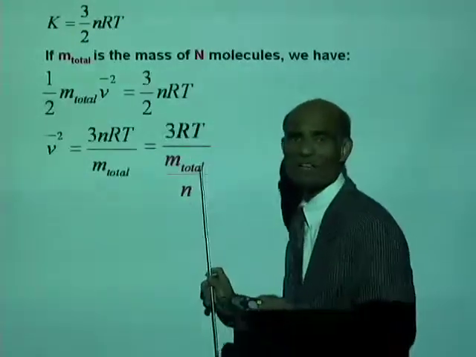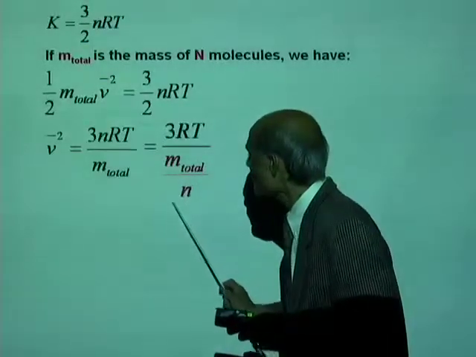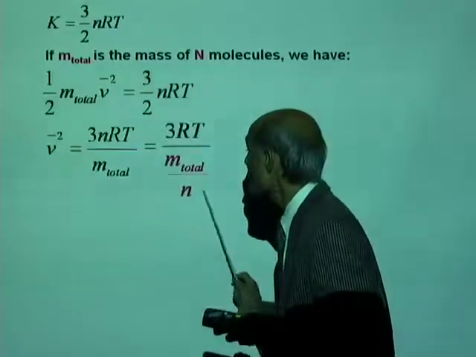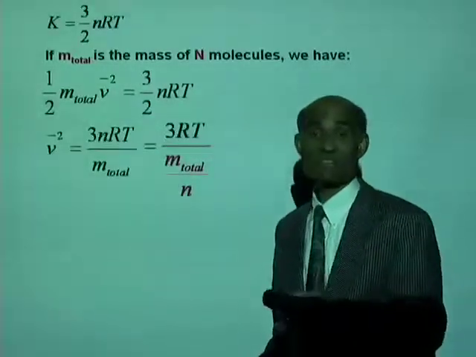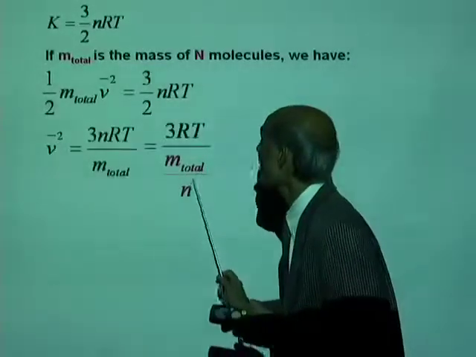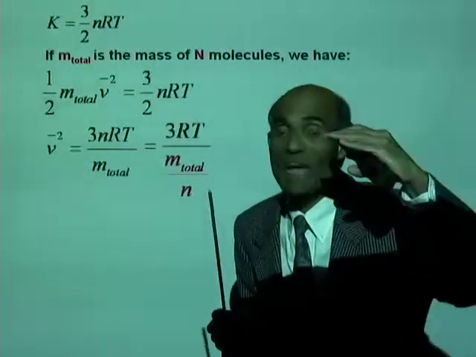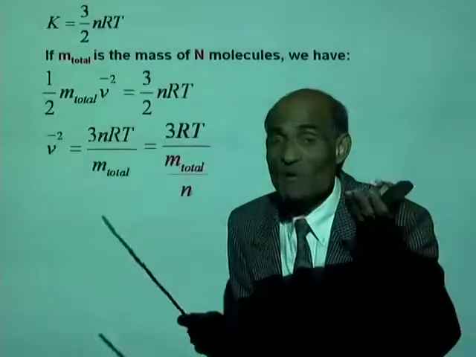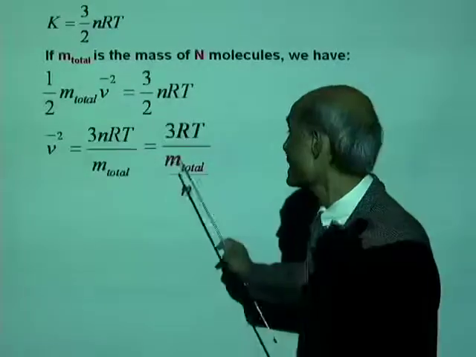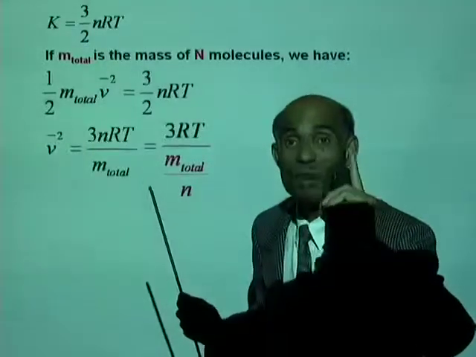Do you understand that little manipulation? You see, M total divided by n. This n actually belongs to the numerator. But if I write it like this, it has a significance. What is the significance? M total divided by n. Tell me, what does that represent? The total mass of the gas divided by the number of moles of that gas is the molar mass of the gas, the mass of 1 mole.